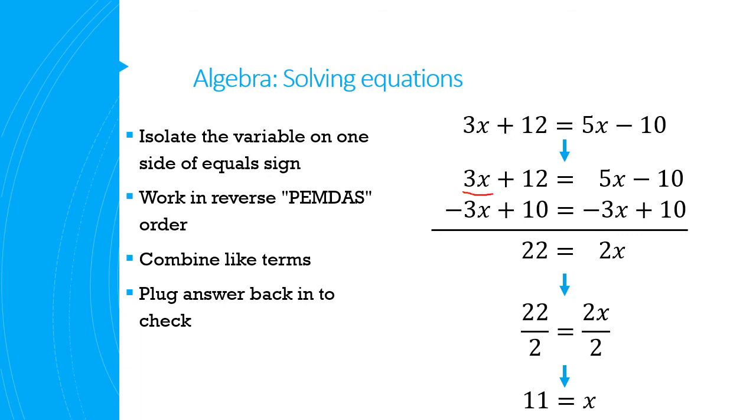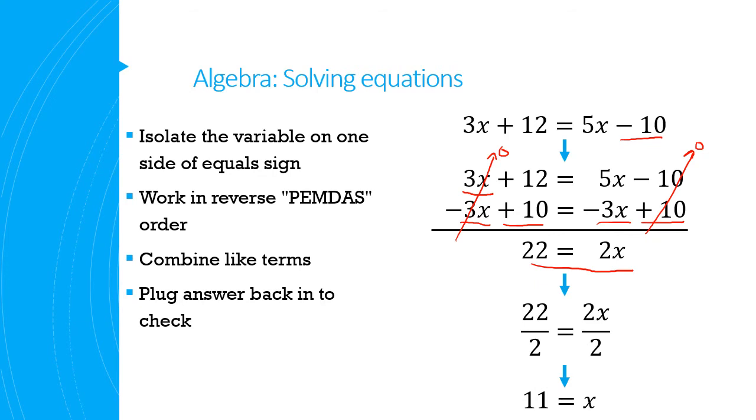To get rid of this 3x on this side and move it to the other side, we subtract 3x from both sides. That will give us 0 on this side. And likewise, to move the negative 10 to the other side of the equation, we add 10 to both sides, which gives us 0 here. And so we do that addition, and this is our result. So you see that we did our addition and subtraction first.